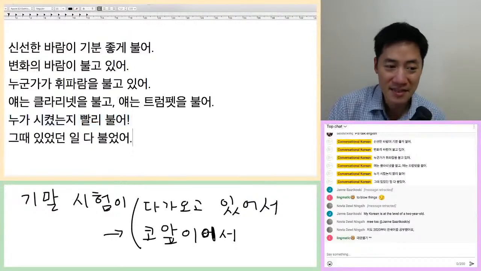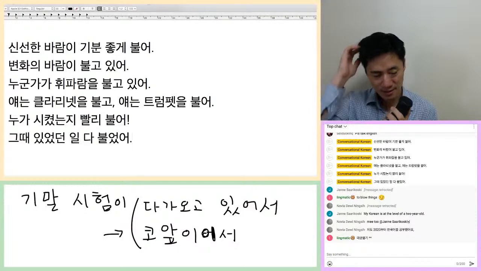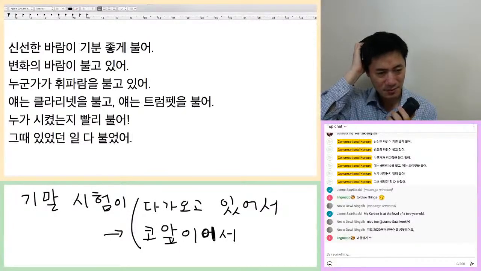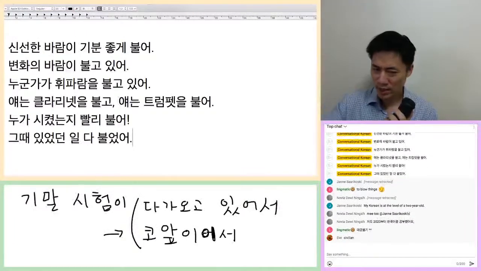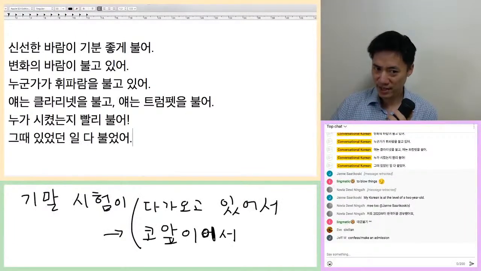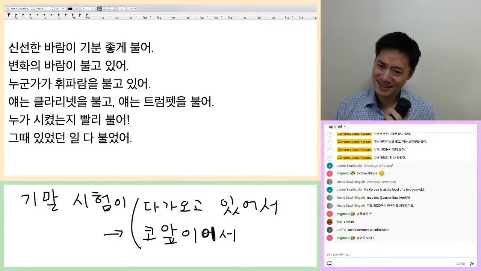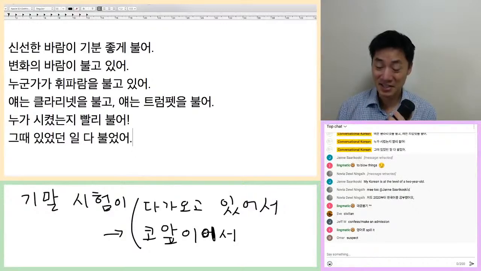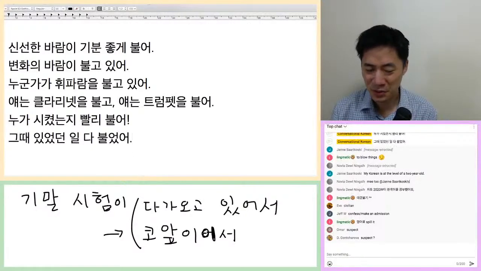누가 시켰는지. In these two cases, 불다 means like, hey, say the truth. Don't hide. Reveal it. Something that a policeman might ask a 용의자, a suspect. I forgot the word. When someone seems to be a criminal, police ask him, hey, what happened? Or who asked you to do that? Like make them spill it. Confess, hey, confess. Suspect, yeah, that's the word. Say that. Don't hide, you know.